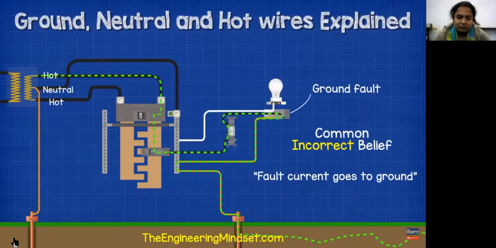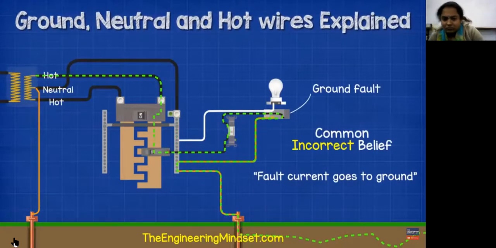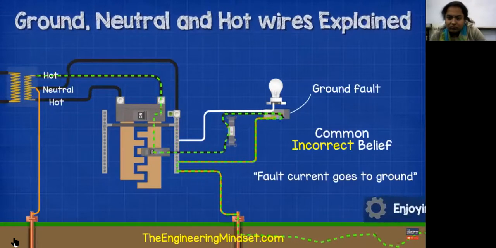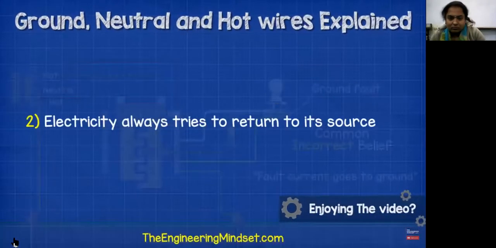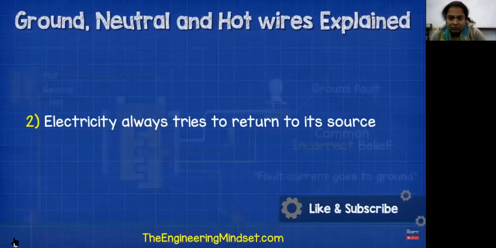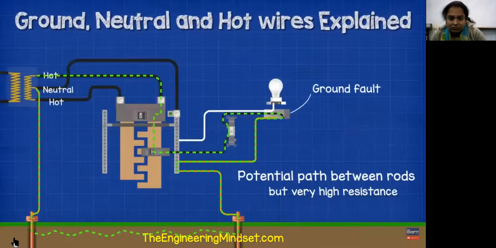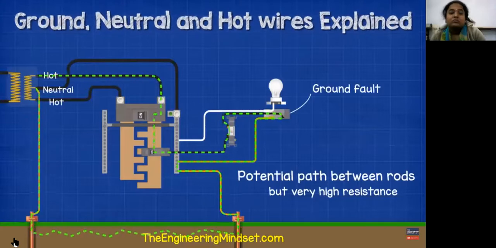Many people think that during a ground fault, electricity flows through their ground rod and into the earth. But remember, electricity tries to get back to its source. It doesn't just go into the earth. And as there is a ground rod at the transformer, then there is a potential path for the electricity to get back to the source.